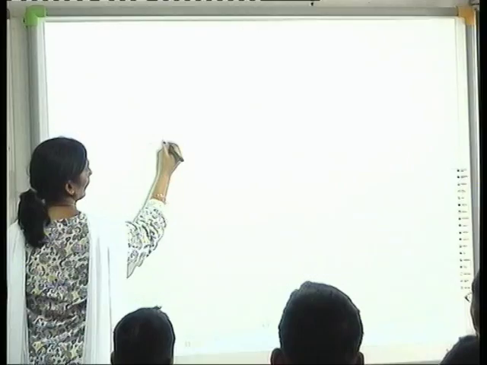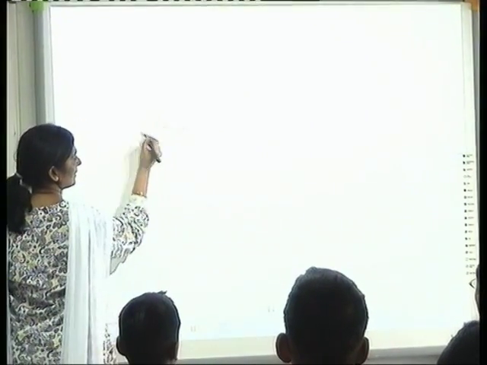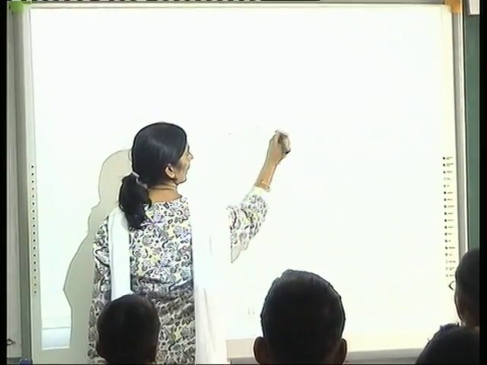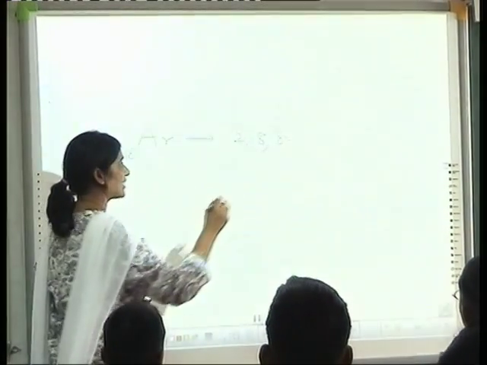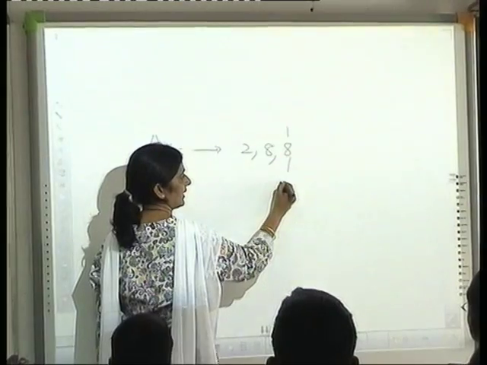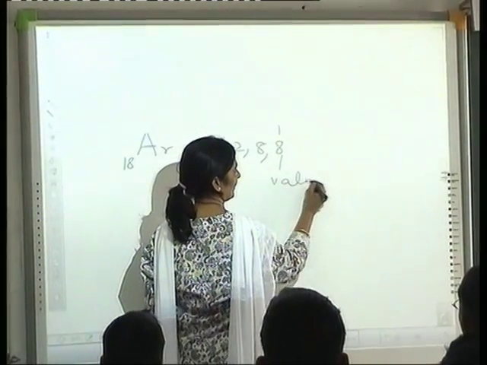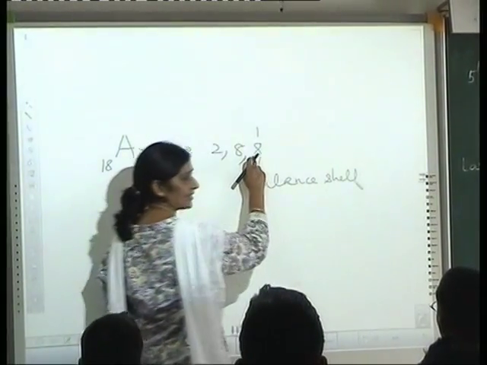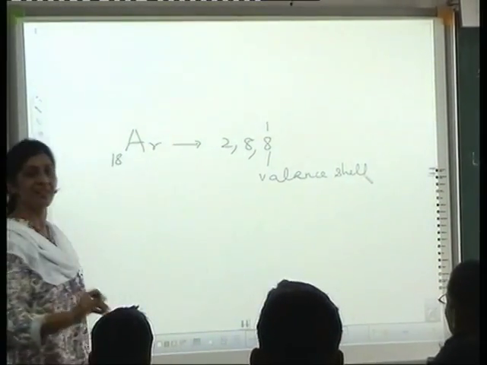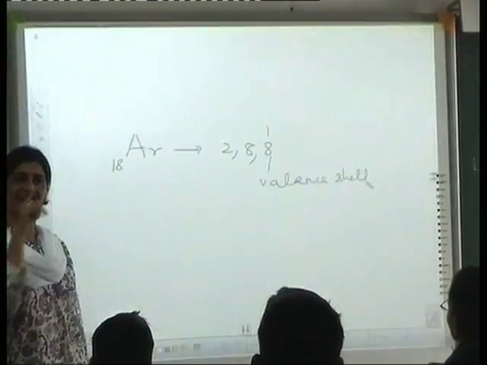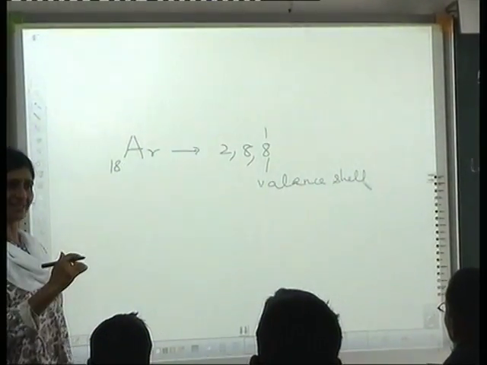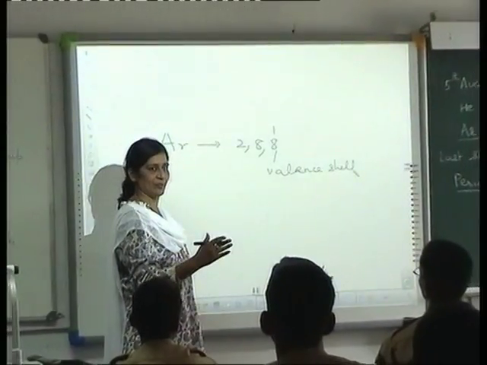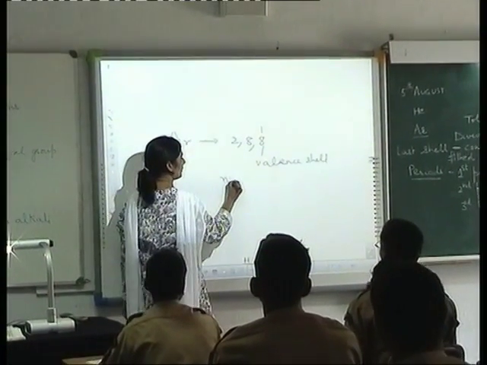Argon is Ar, 18. If you write down the electronic configuration, it is 2, 8, 8. The last shell is called the valence shell. This valence shell has 8 electrons, so the octet is complete. Hence, because there are already 8 electrons, this element does not combine with any other element. Hence, it is a noble gas.